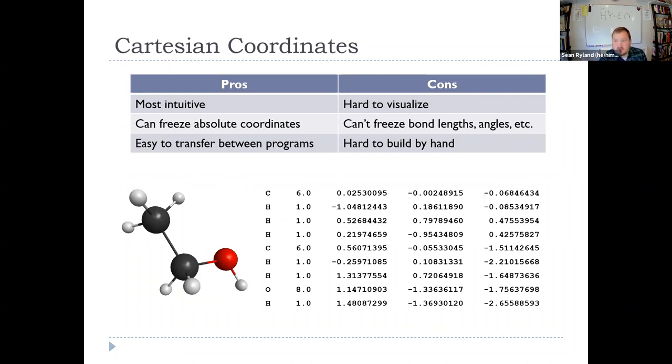There are two different systems for communicating all this information. The simplest of these is actually just using Cartesian coordinates. If you haven't had math in a while, that's just X, Y, and Z. X and Y would be a two-dimensional Cartesian plot. You've got the X-axis and the Y-axis, and you just say, go over this far in the X direction, then up this far in the Y direction. If you want to have it in three dimensions, that's still Cartesian coordinates. You just add the Z-axis.